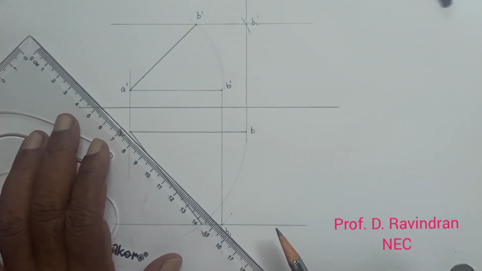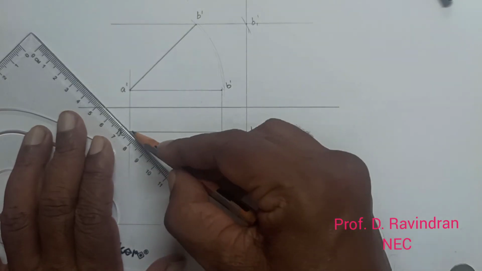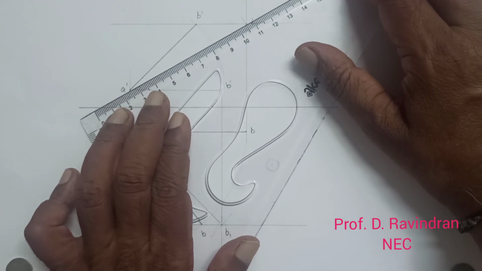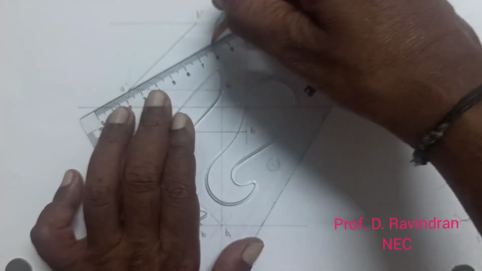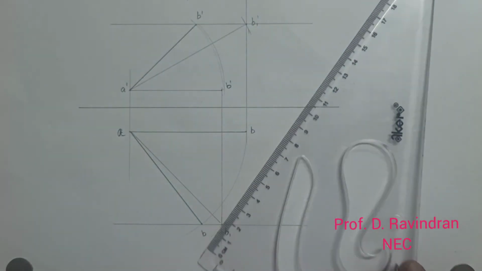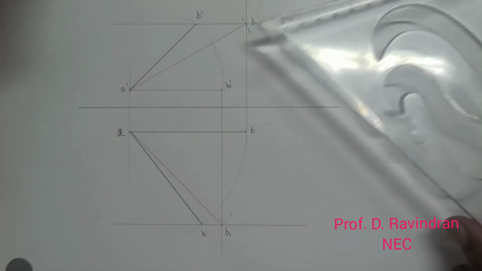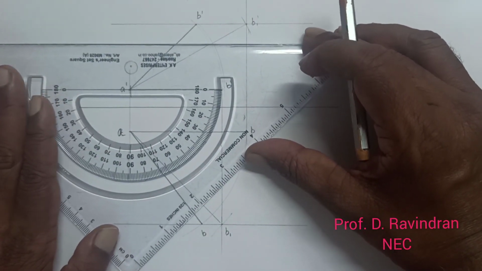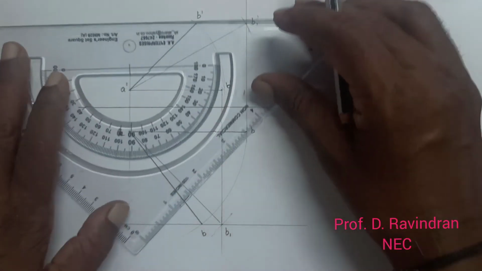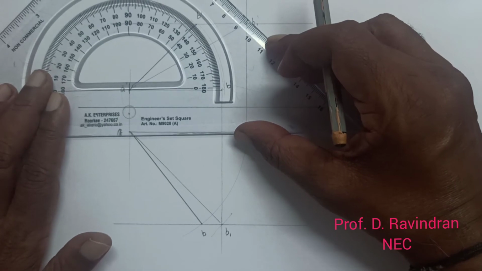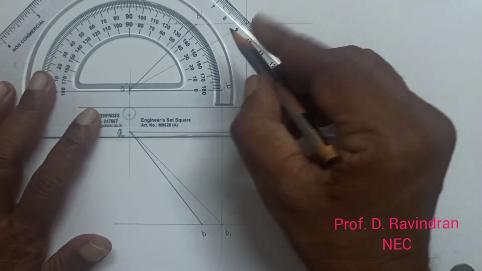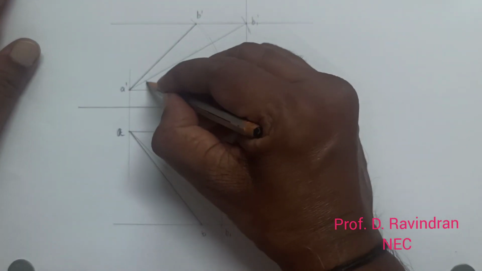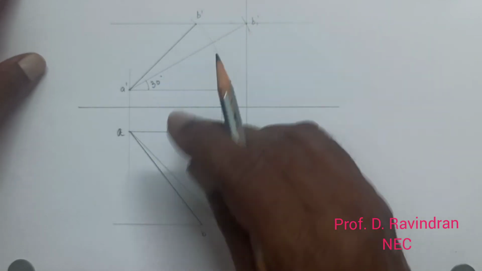Now A, B1 I can join by a light line to represent the true length. Similarly in the front view also, or in the VP plane, I can join this A dash and B1 dash. This is the inclination of the straight line with respect to your HP as well as VP. Now I can measure this inclination by keeping this protractor with this end coinciding here. Here the true length is inclined at 30 degrees. Now it is going to be your 30 degrees. This is the inclination with respect to HP.